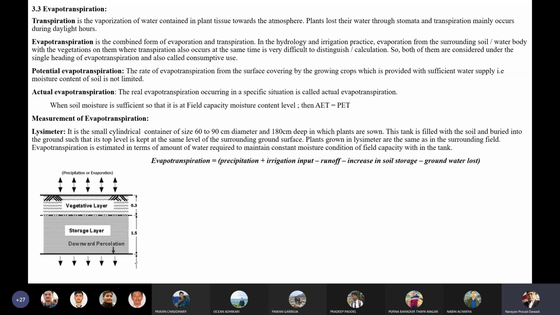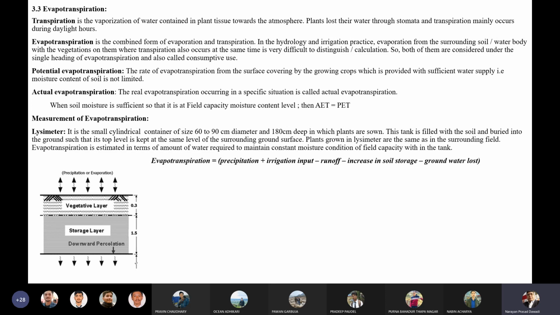In hydrology and irrigation practice, evaporation from the surrounding soil and water body with the vegetation on them, where transpiration also occurs at the same time, is very difficult to distinguish and calculate. So both of them are considered under the single heading of evapotranspiration, also called consumptive use. The consumptive use is the water that is consumed by the plant for its biological process. Potential evapotranspiration and actual evapotranspiration, although their meanings are different, are considered the same thing in hydrology and irrigation practice.